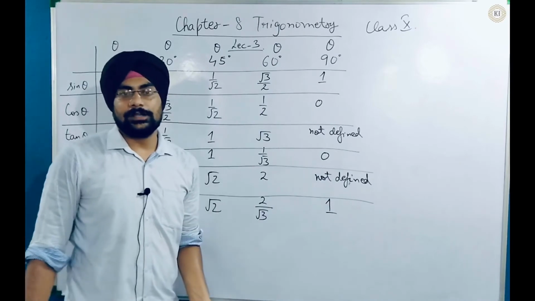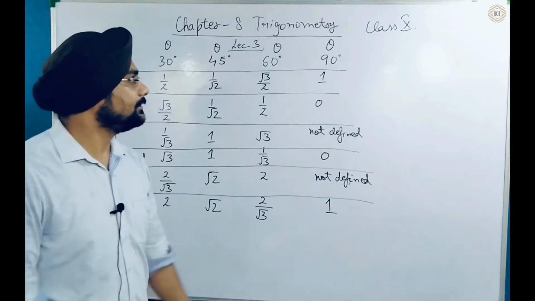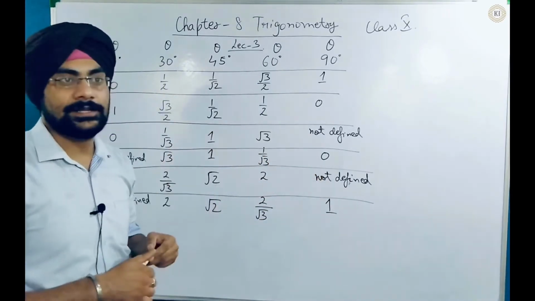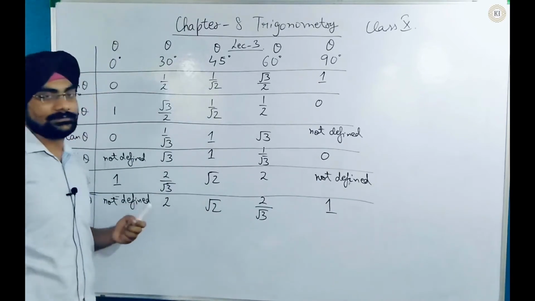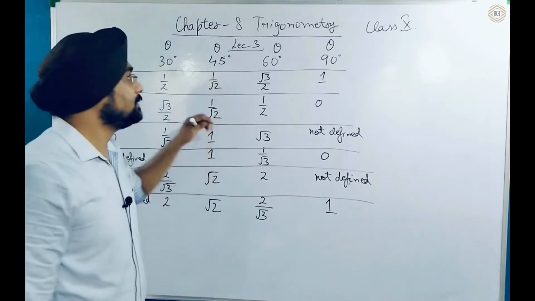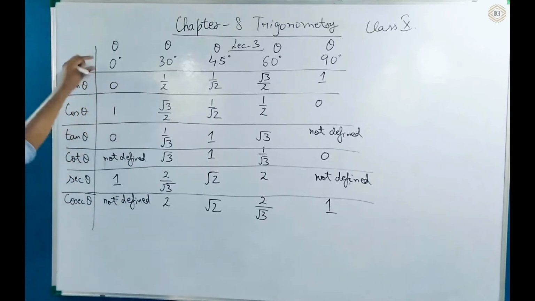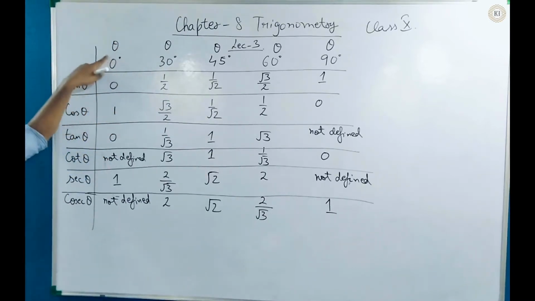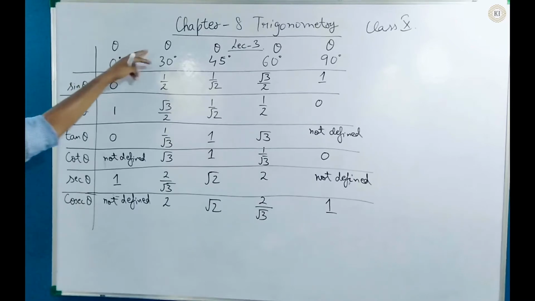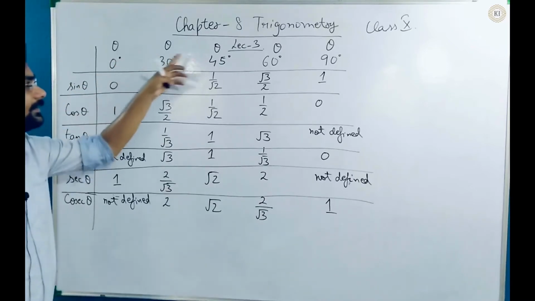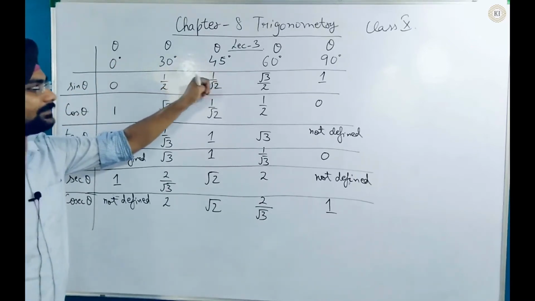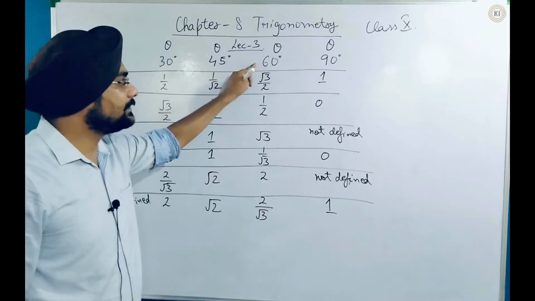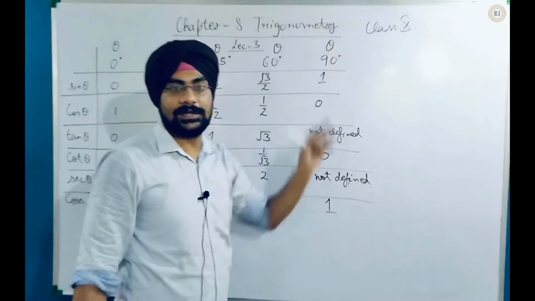Now today I am going to start the next topic in trigonometry, that will be your angles. As you can see, this is a chart in which various angles are given. In the first column you will find the value of theta. Theta is the angle. Value of theta is 0 degree, 30 degree, 45 degree, 60 degree, and 90 degree.